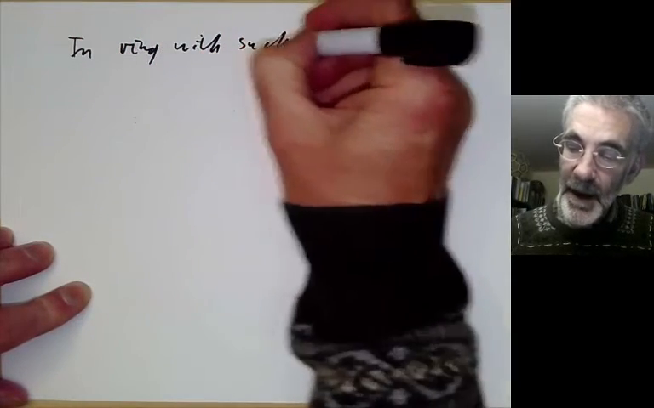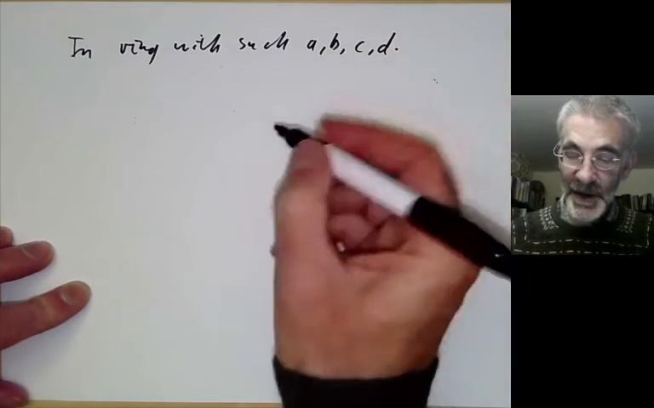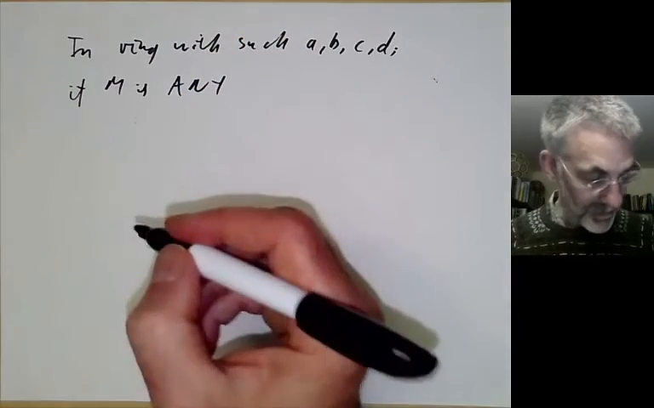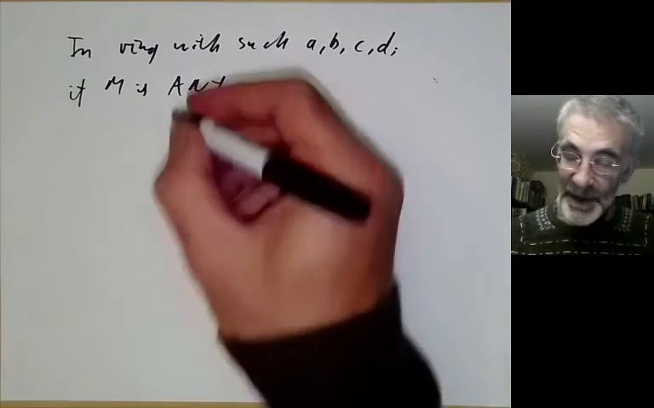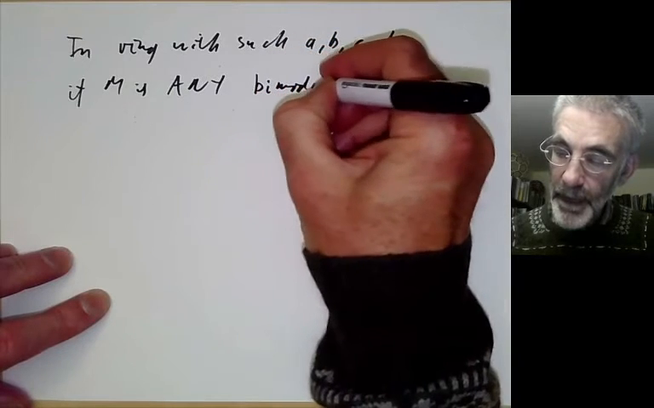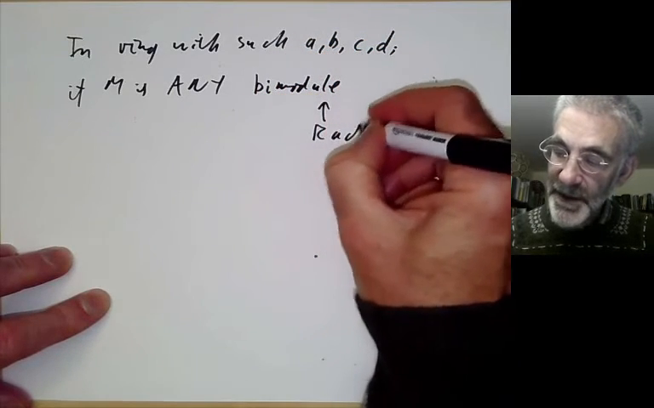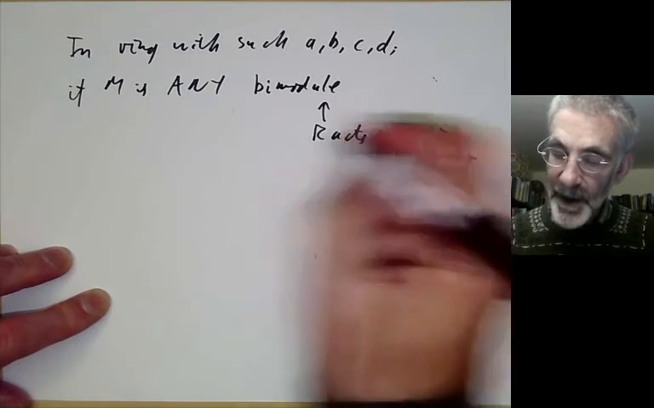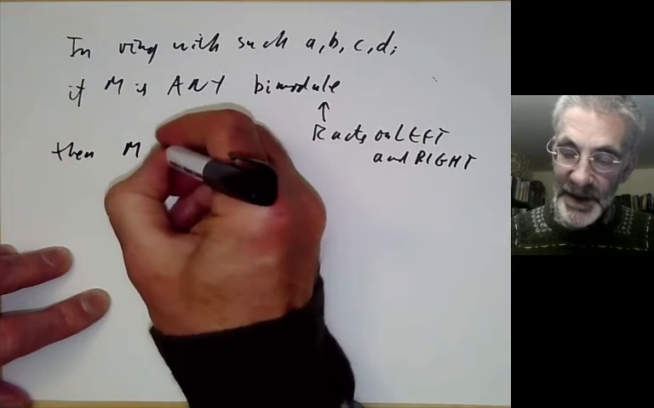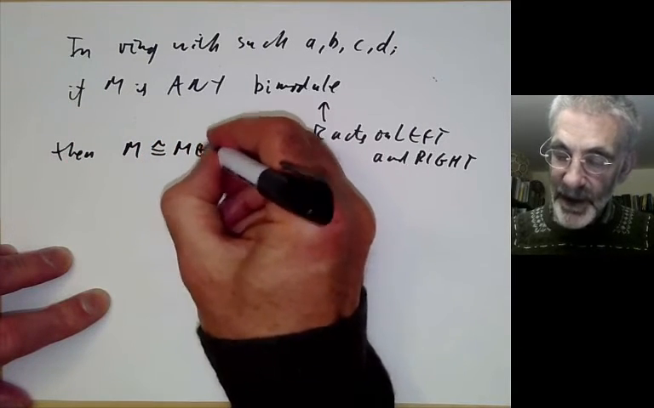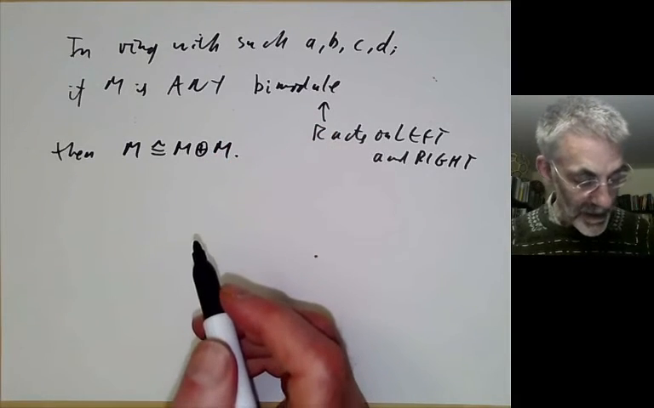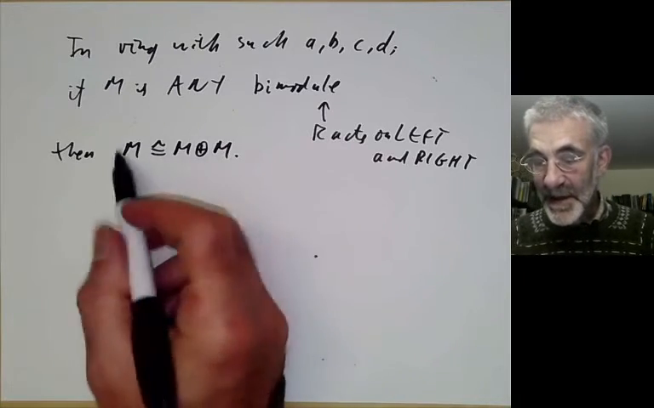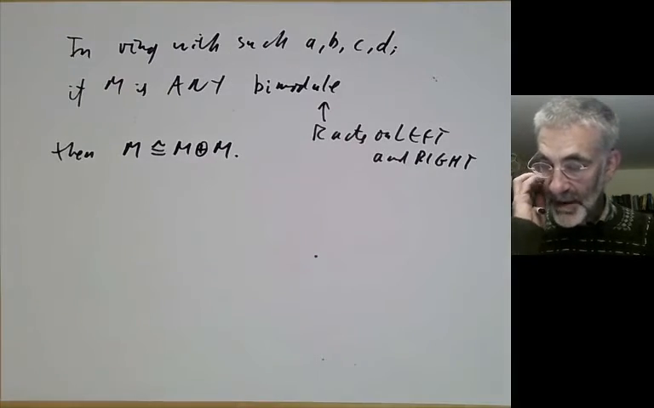Now we notice that in a ring with such A, B, C, D, satisfying the relations above, if M is any bimodule, that means R acts on the left and the right, then M is isomorphic to M plus M. And this follows just by using A, B, C, D to give an isomorphism between these in both directions.